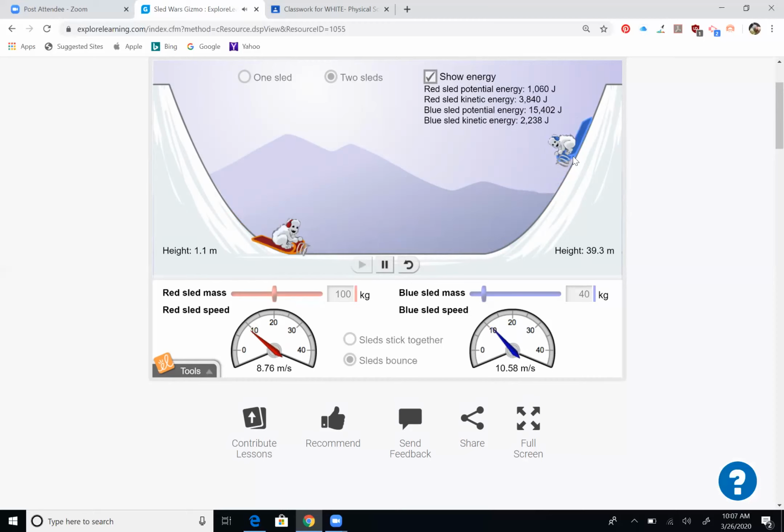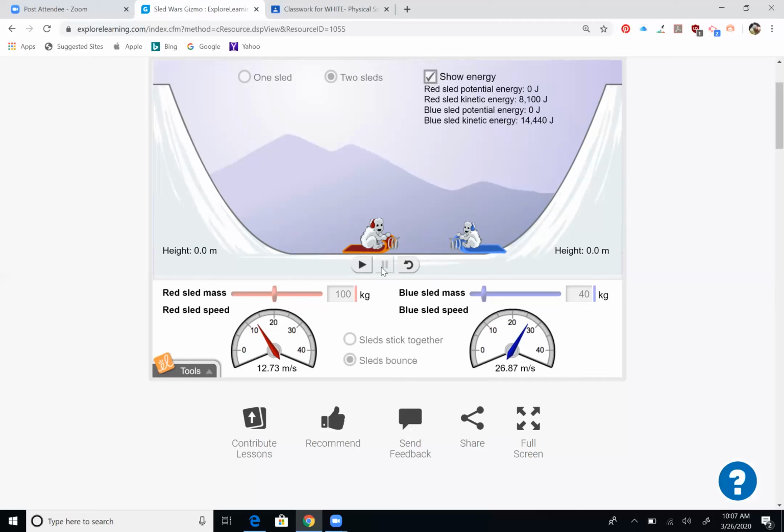But some of the blue force is added to the red, and the red takes away from the blue. So they're going back to similar height. Whatever you put there is fine.